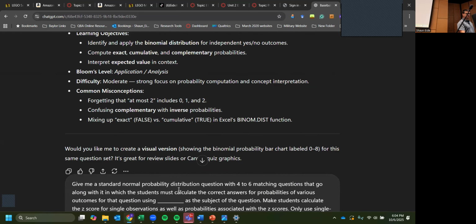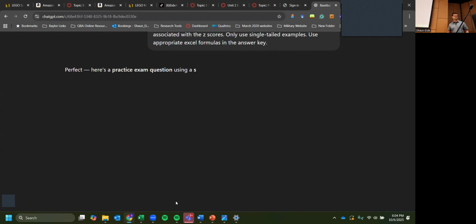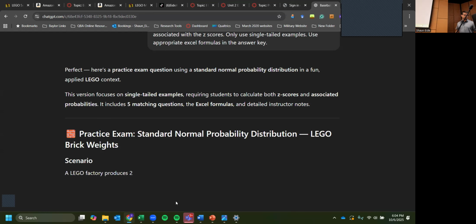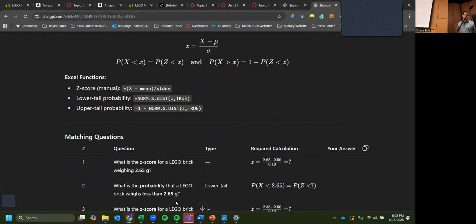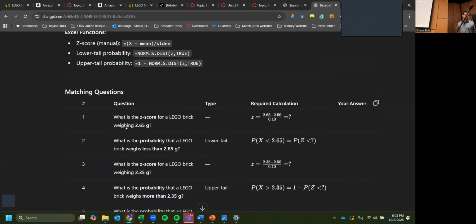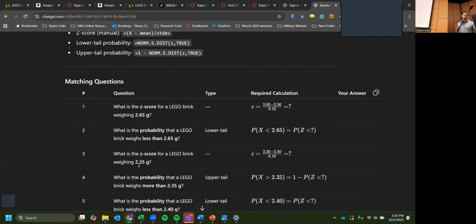Okay, this is the last topic. Does anyone have a topic? Legos? A Lego factory. What is the z-score for a Lego brick that weighs 2.65 grams? What is the probability that a Lego brick will weigh less than 2.65 grams? What is the z-score for a Lego brick weighing 2.35 grams? So on and so forth.